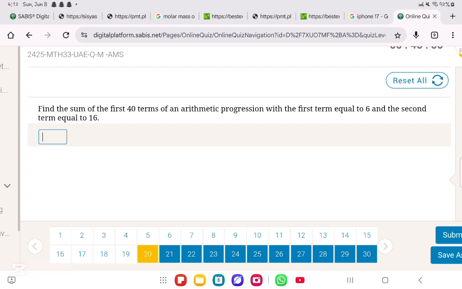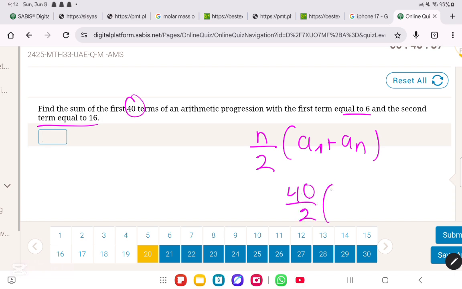What does it say? It says, find the sum of the first 40 terms of an arithmetic progression with the first term equal to 6 and the second term equal to 16. So what could we do in this case? Again, I personally like to use this method, n over 2 times a1 plus an. So n, in this case, is 40 over 2 times a1, which is 6, plus an. So let us find an together. An is equal to a1, which is 6, plus n minus 1, so 40 minus 1, times the common difference. What's the common difference? It's 16 minus 6, because it's an arithmetic progression, which is 10.